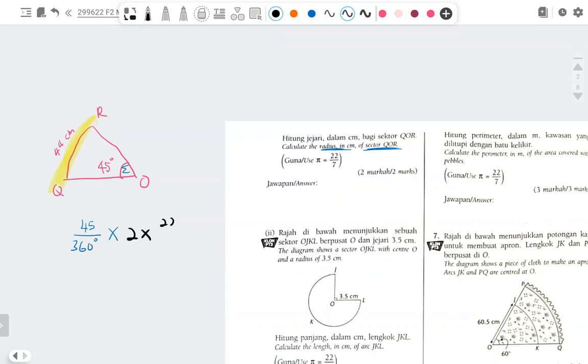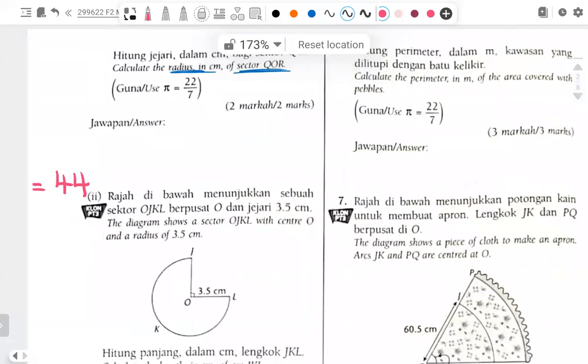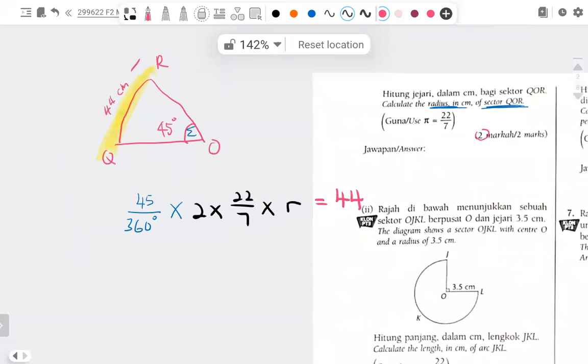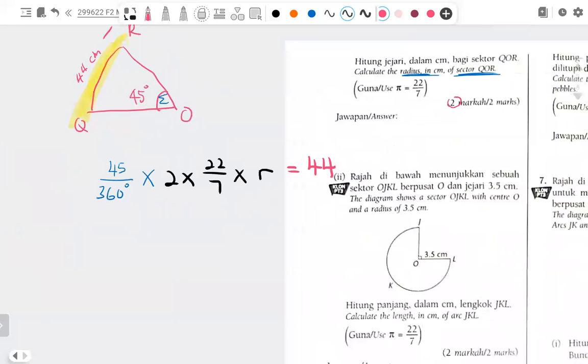2 times pi times radius. We don't have the radius, so how? We just leave it as r, then equal to 44, because it's already given there. The arc of RQ is 44 cm. So we got 1 mark already. Same as just now, whichever part you can solve, calculate first. Now you try to find out the radius.